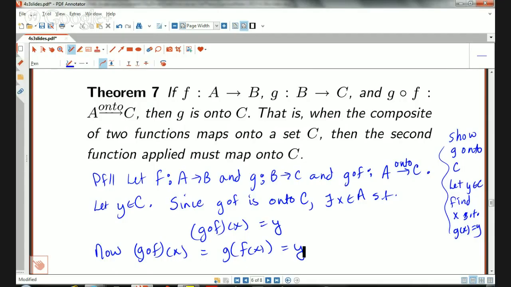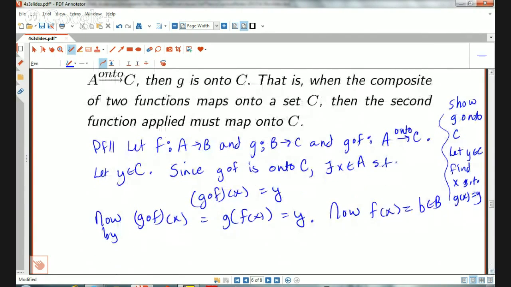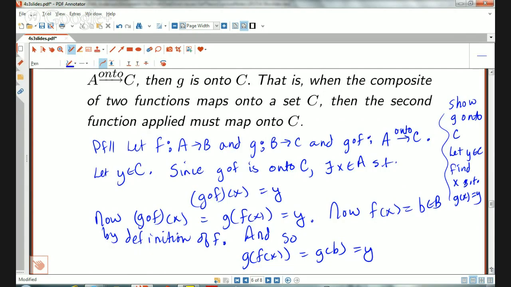What do we know about f of x? Where does it live? Yeah. Now, f of x is equal to some b in B by definition of f. And so g of f of x has to be equal to g of b, which is equal to y.